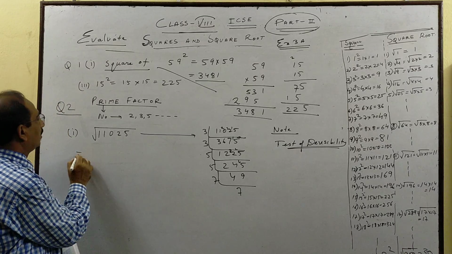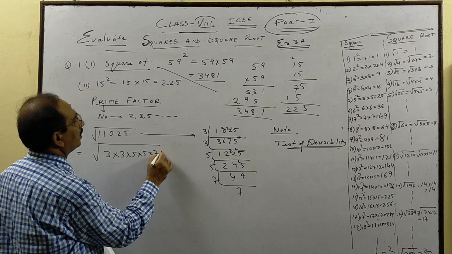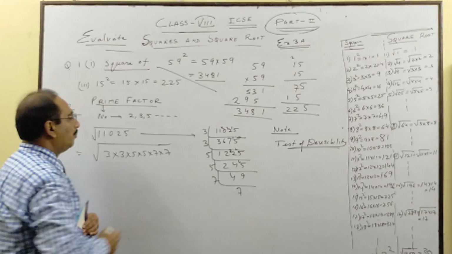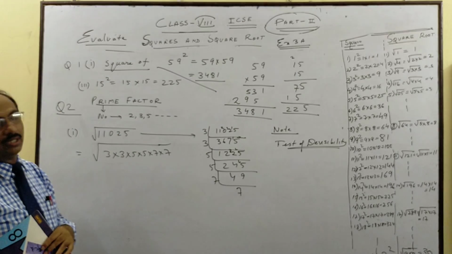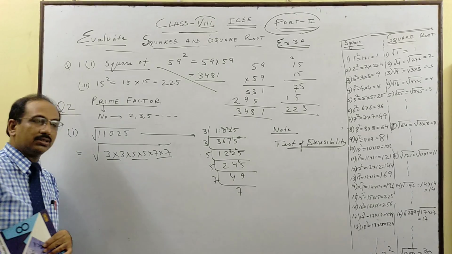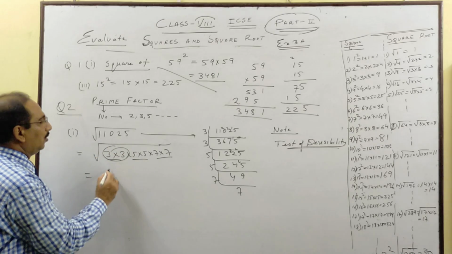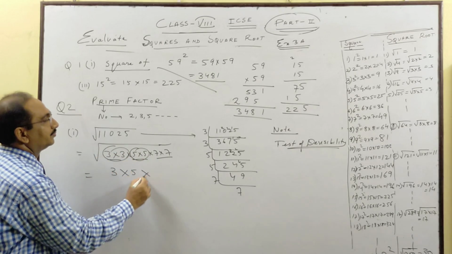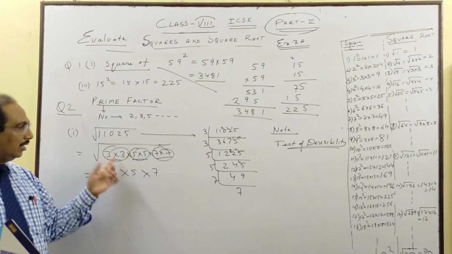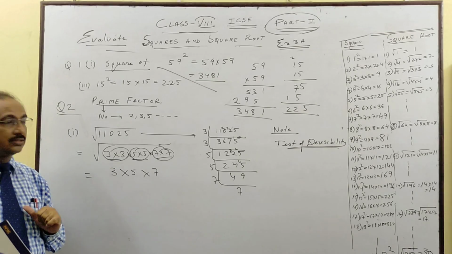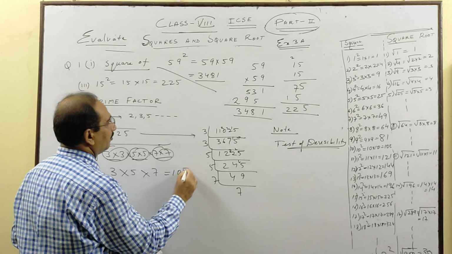So what do we get, children? Let the root be here. This is 3 into 3 into 5 into 5 into 7 into 7. These are all prime factors of this number. All are prime numbers. So what we learn here with the very first sum is that we group them, and from each group take out one. As soon as you take out one, the root sign goes. We have got the answer. Now please multiply: 3 5s are 15, 7s are 105.